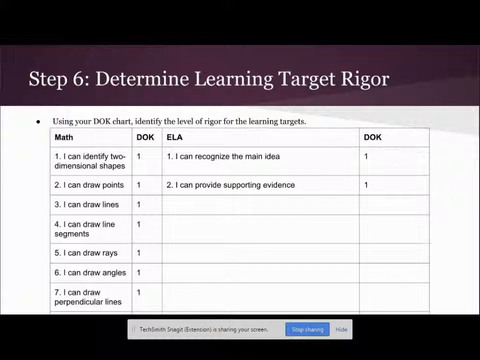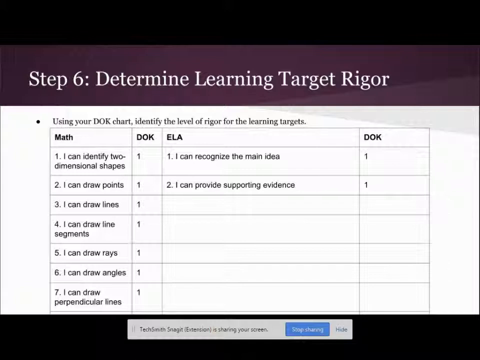So again, I feel that this is a DOK level 1. They can either identify it or not. The answer doesn't need to be figured out or solved. The same is true for all the other math learning targets. So look at the ELA example.